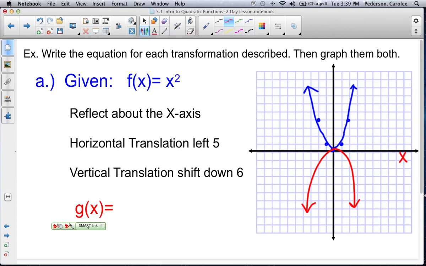So what the equation does is, with the reflect about the x-axis, we throw a negative in front of the function. So right now our g of x looks like this, negative, and then x squared. But we have 2 more transformations to go. Now we need to horizontally translate it left 5 units. And then vertically shift it down 6 units.